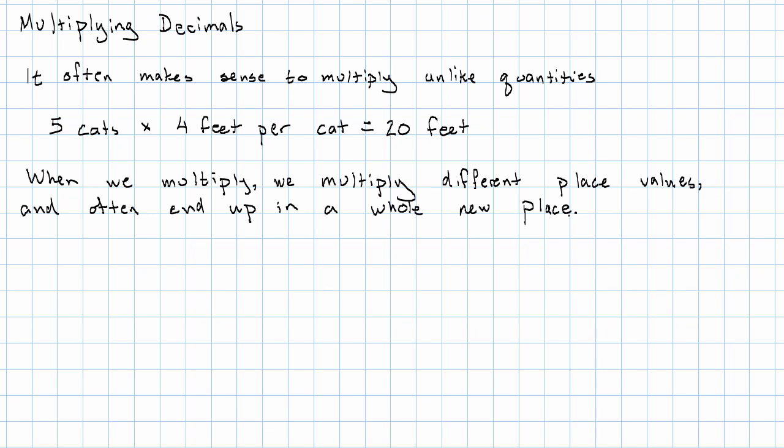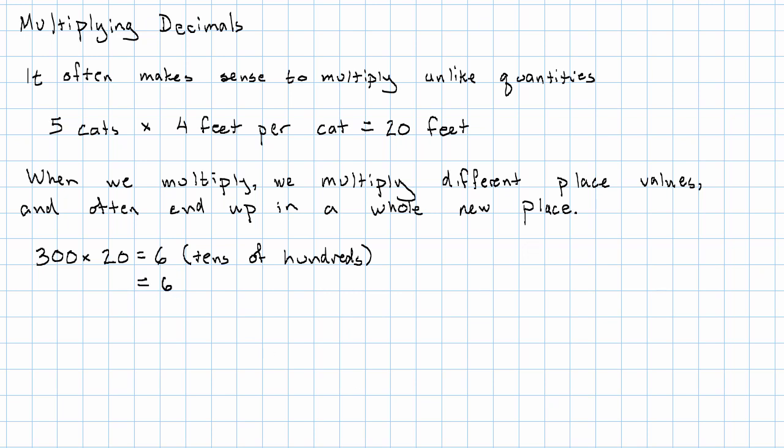When we multiply, we often multiply different place values. And we often end up in a place totally different than where we started from. Okay, that sentence sounds weird. What does it mean? Well, if we have, say, 300 times 20, we have a 3 in the hundreds place times a 2 in the tens place. Well, we'll have 3 times 2 is 6, and then we'll have tens of hundreds. In a sense, we're multiplying the place values.